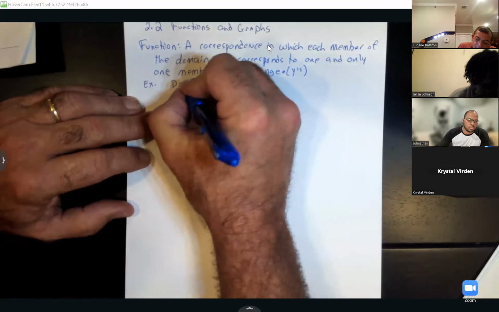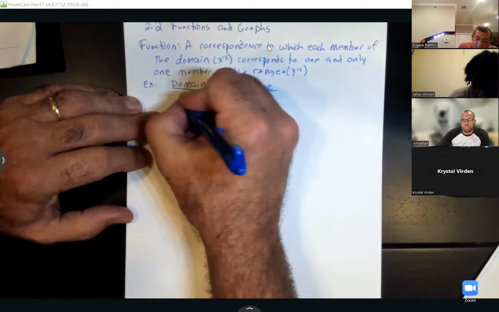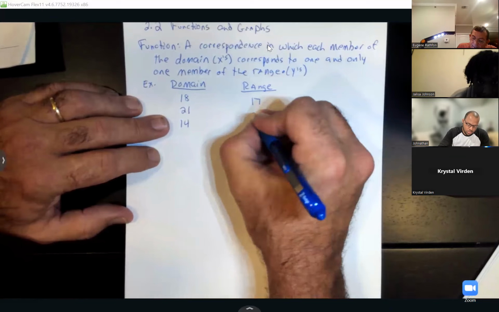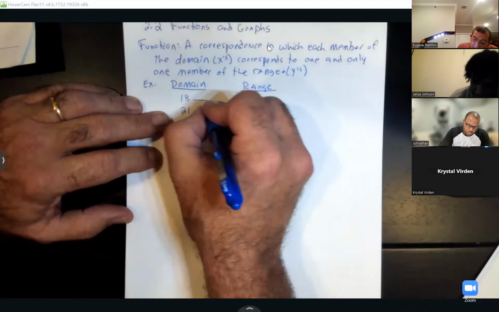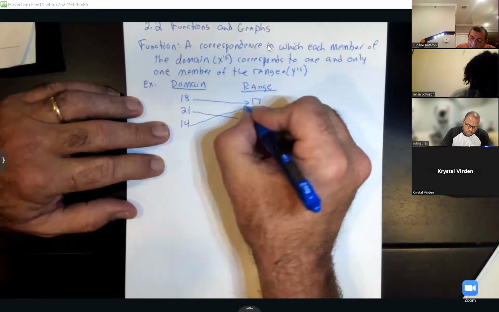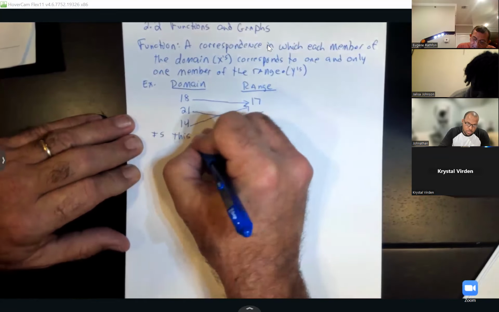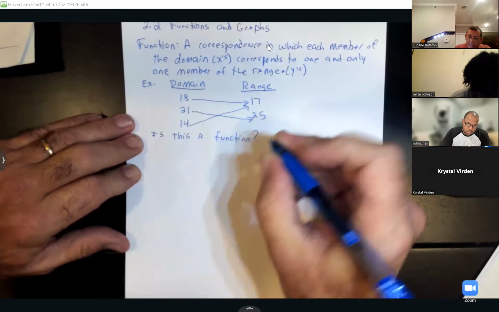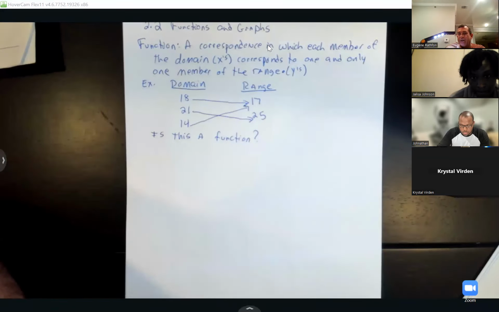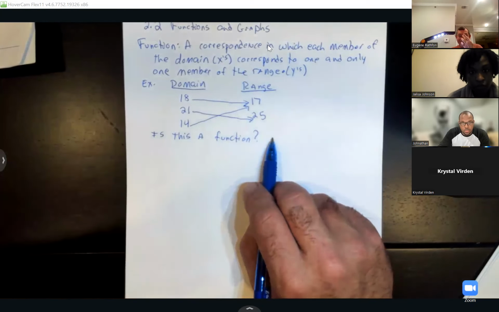I'm going to make a little table with a domain on the left side and a range on the right side. My domain, I'm going to use 18, 21, 14. My range, I'll do 17, 25. So the 18 goes to the 17. The 21 goes to the 25. And 14 goes to the 17. So my question: is this a function? Does each of my X's in my domain correspond to one and only one member of that range? Yes or no? No. So I got this is not a function. Is that y'all's vote? Yes.